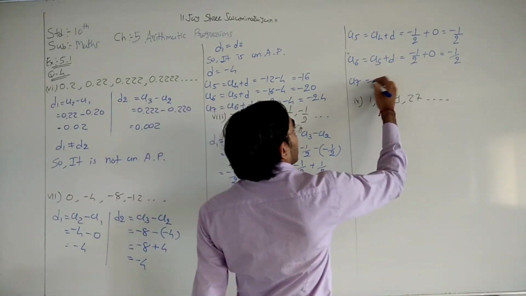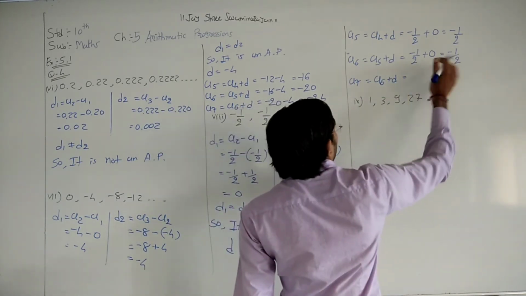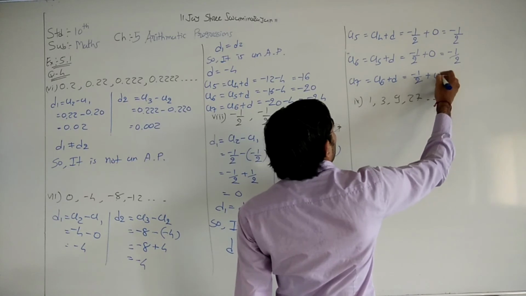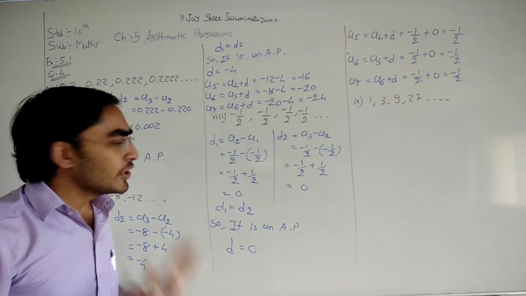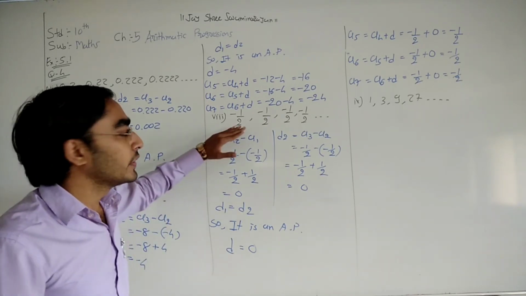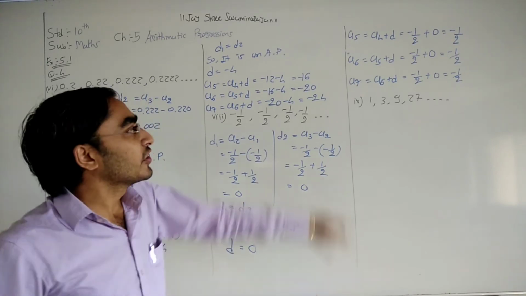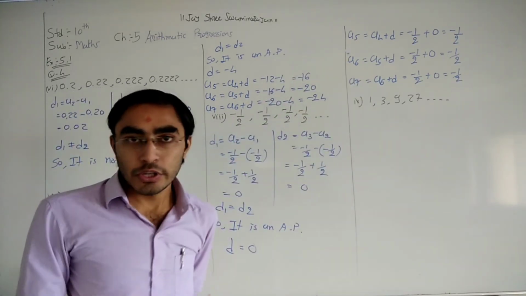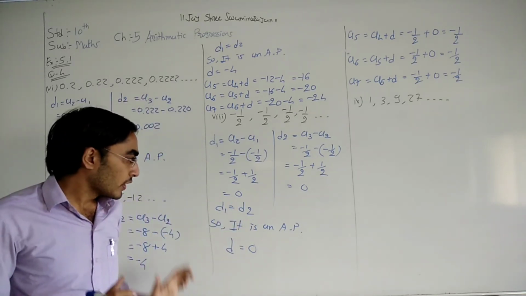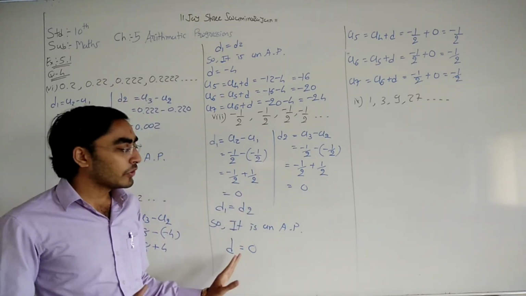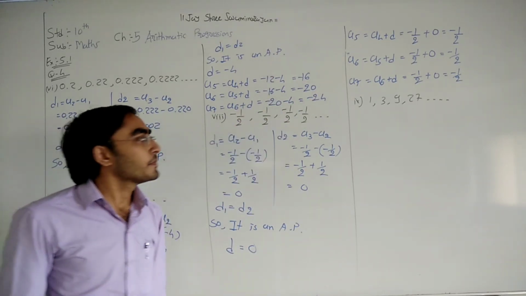After that A7 is A6 plus D, right? A6 is minus 1 by 2 plus common difference D, 0. Again we got the answer minus 1 by 2. Each term of a constant series has the same answer, minus 1 by 2. This is just for the formality, otherwise we know that every term is minus 1 by 2. So here we have the same answer, so it is an AP, common difference D is 0, and the 3 more terms.